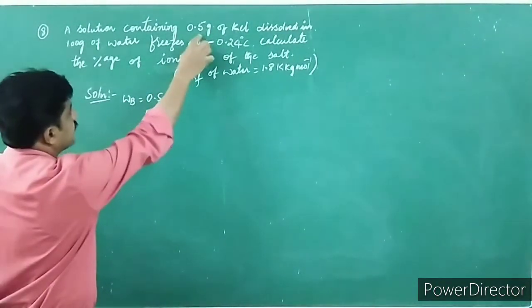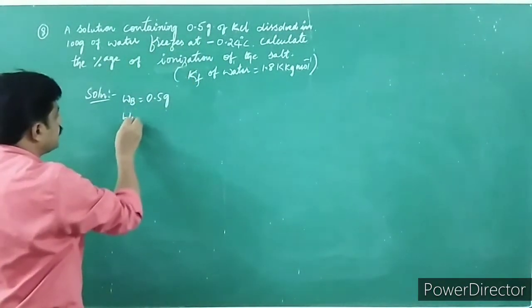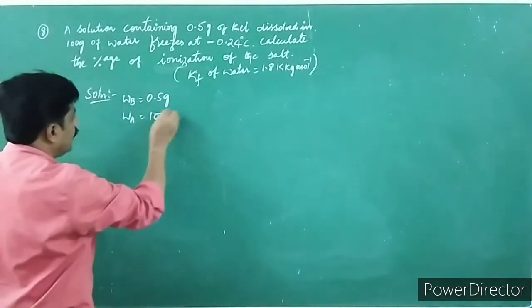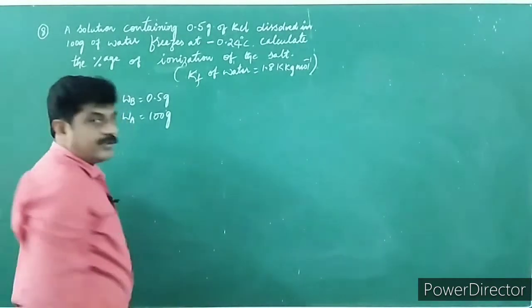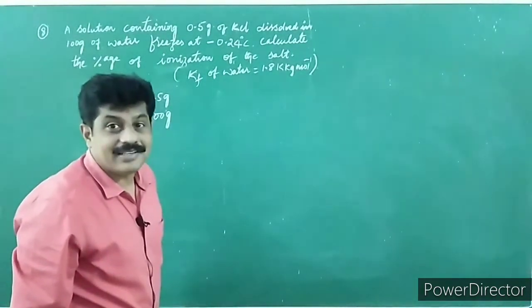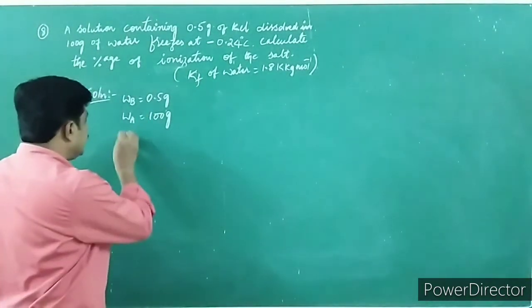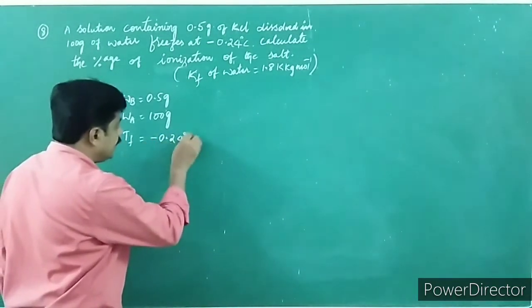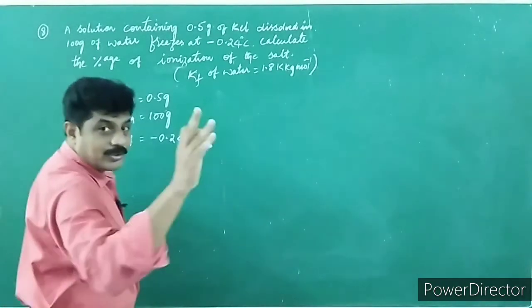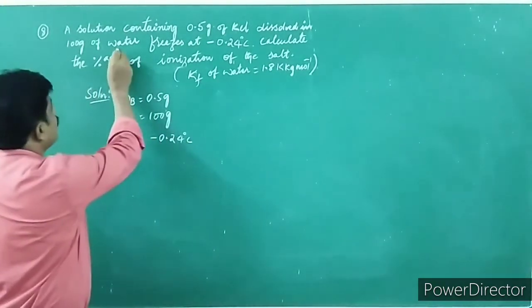0.5 gram of KCl is dissolved in 100 grams of water, that is WA is equal to 100 grams. It freezes at minus 0.24 degrees Celsius. That means TF, the freezing point of the solution, is given: TF is equal to minus 0.24 degree Celsius. Children, one clue is given. What is the clue here? The solvent is water.